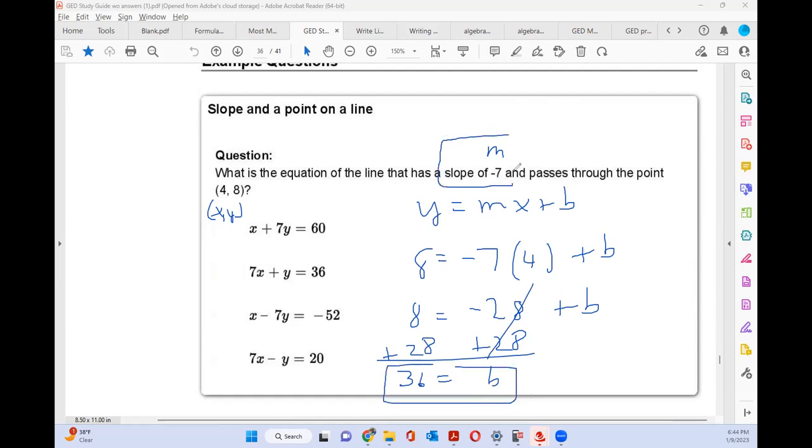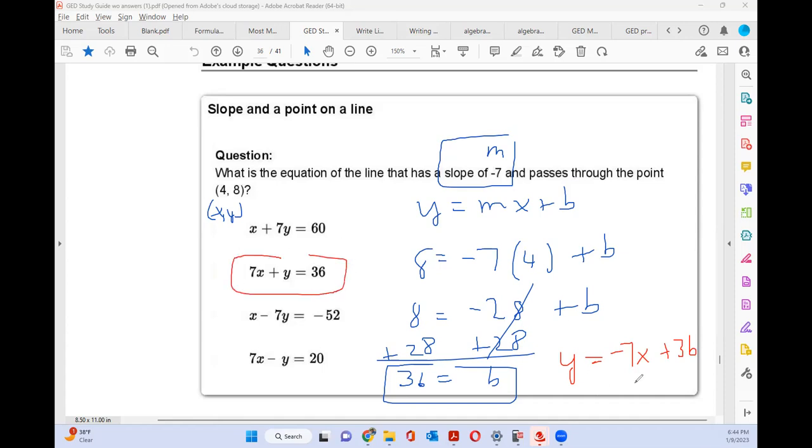I know my slope is -7. What's going to be my equation of the line? y equals -7x plus 36. Well, unfortunately, I don't see that equation in my multiple choice. Which one is the correct answer? The second one? Yeah.